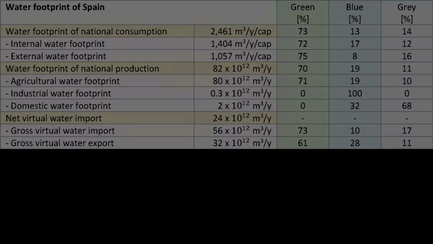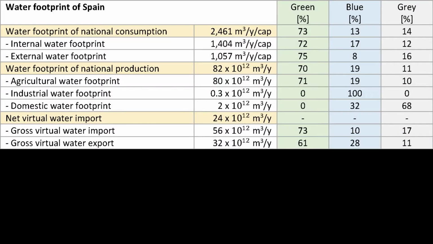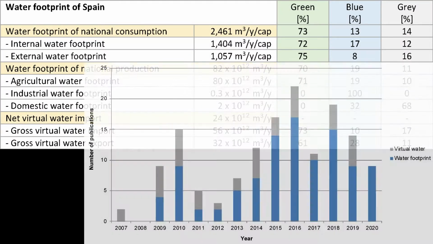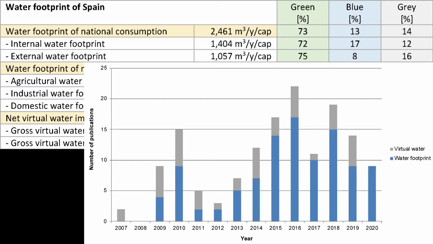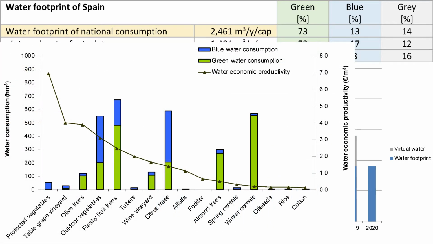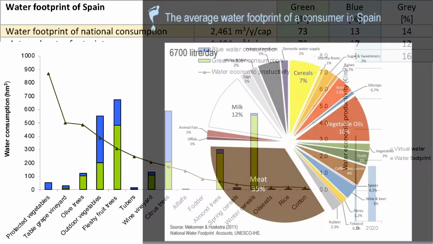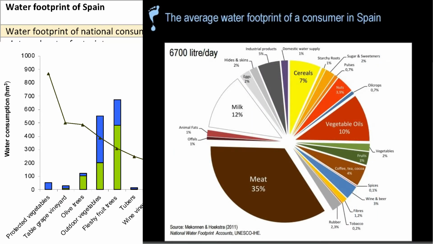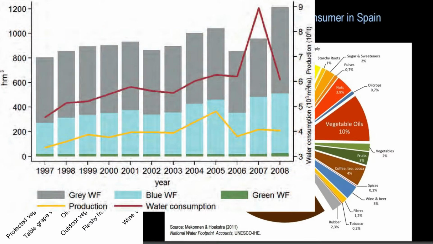In the water footprint ranking, Spain does not rank well. Spain is the 8th country with the largest water footprint in the world and the second in Europe. In fact, the annual water footprint is around 2,500,000 liters per person, almost double the world average.